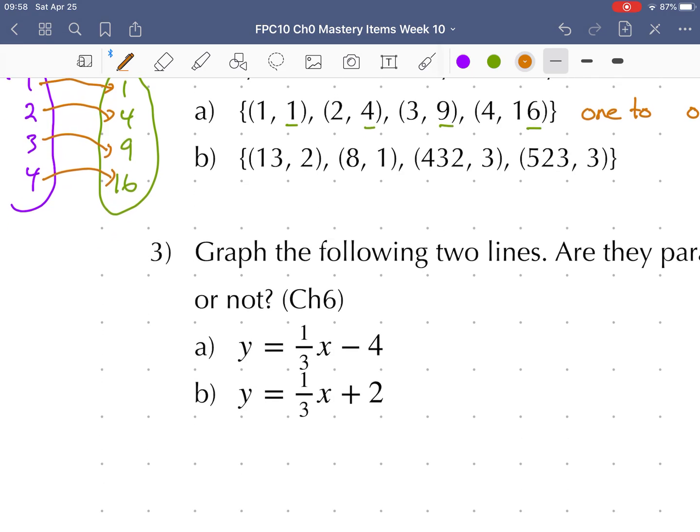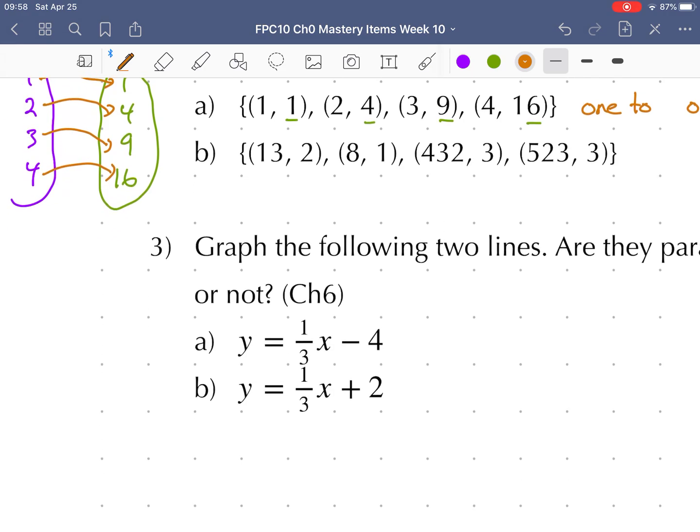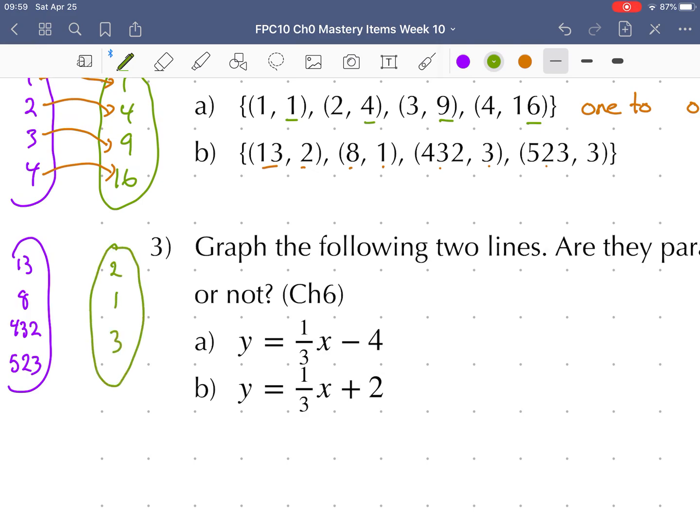All right, let's look at the second one. The second one, 13 goes to 2, 8 goes to 1, 432 goes to 3, 523 goes to 3. Okay, so my domain values are 13, 8, 432, 523. My range values, 2, 1, and 3. 13 goes to 2, 8 goes to 1, 432 goes to 3, 523 also goes to 3.